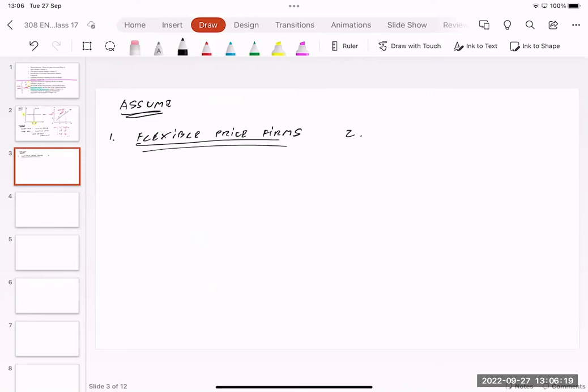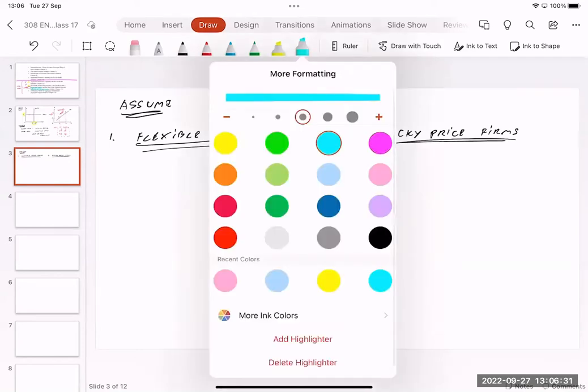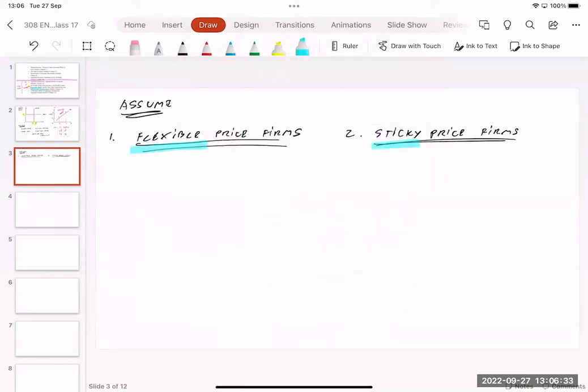For the second one, we call it sticky price firms. This kind of business, after they set the price, is going to use that price for some period of time. Like if you go into a coffee shop, a restaurant, or a shopping mall to buy shoes or clothes, they use that price for some period, for example 3 months or 6 months, and after that they change the price. This one we call sticky price firms.